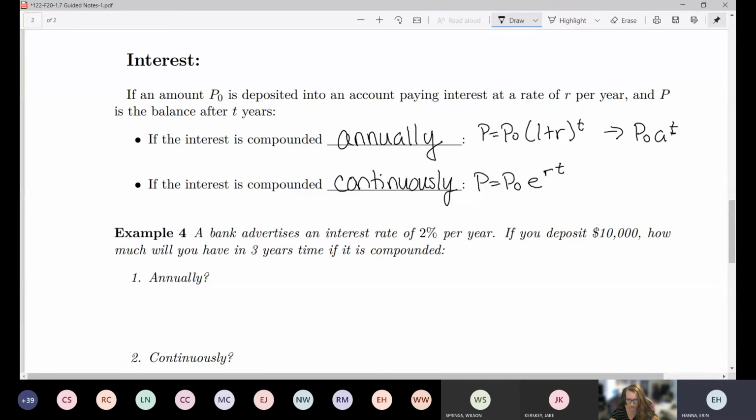The only difference from the one we just looked at is R versus K, but variables, you can name whatever you want. So it's kind of just the same 2 things we've already been talking about. If it says continuously, it's the e form. If it doesn't say continuously, it's the other form.